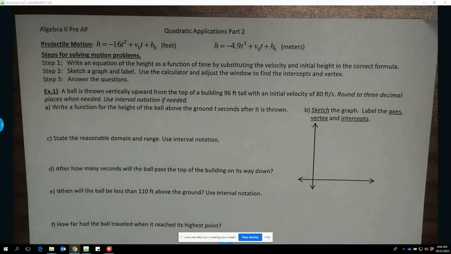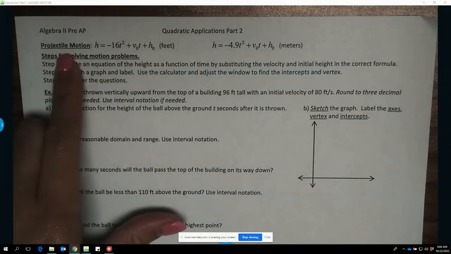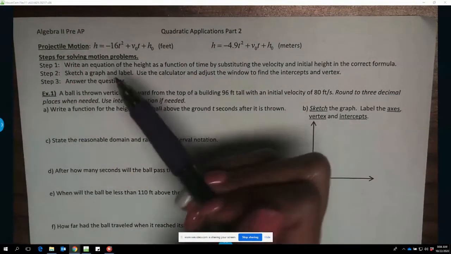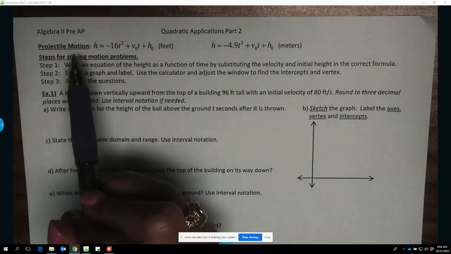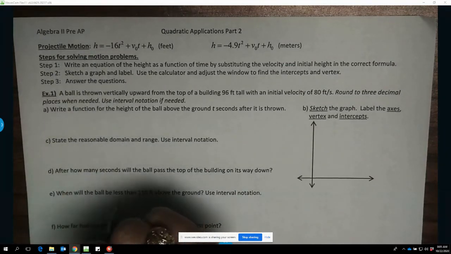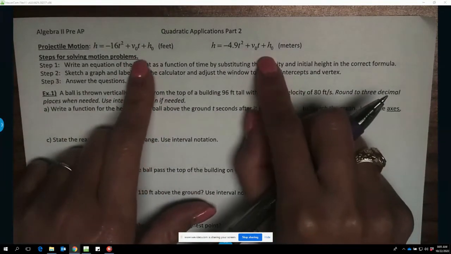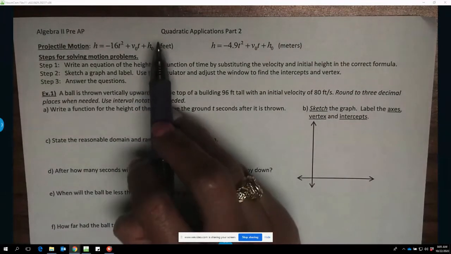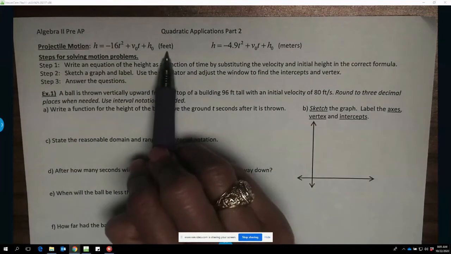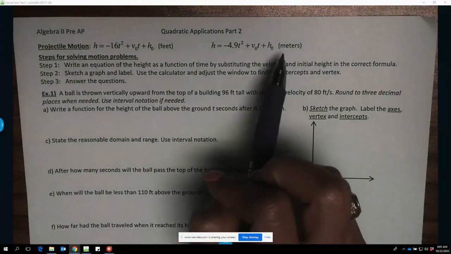For part 2 of quadratic applications, you're going to learn about projectile motion, which you should be familiar with if you're taking physics. Projectile motion questions are where you throw an object up in the air and then it has to come back down because of gravity. For that, there are two equations you need to be familiar with. They're the same equation, just one tells you the height of an object if the units are feet, and the other tells you the height if the units are meters.